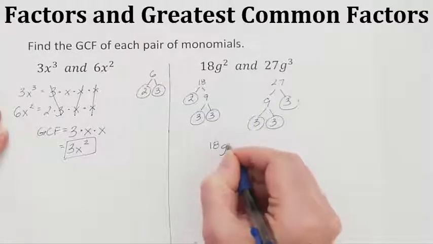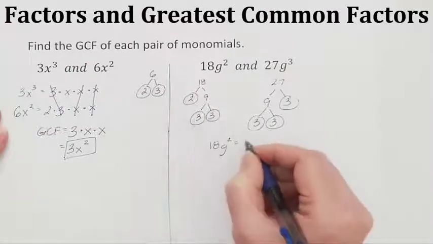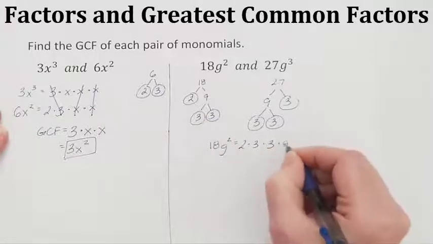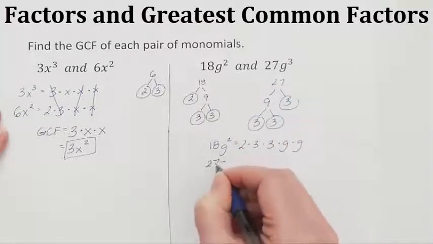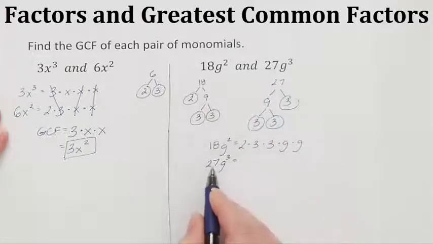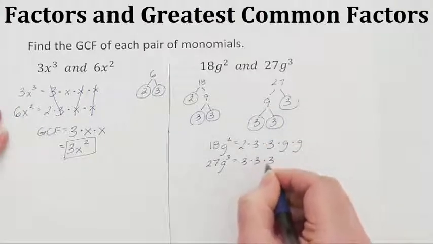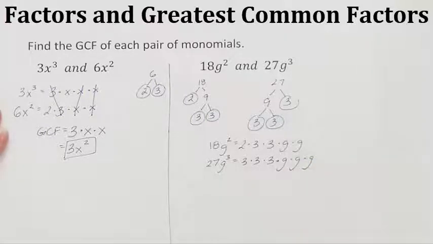So 18g squared. Breaking up the 18, it's 2 times 3 times 3. The g squared means you multiply g twice. Let's break up the 27g to the third. 27 was 3 times 3 times 3. So there's my 3 times 3 times 3. G to the third means you have 3 g's multiplied together.